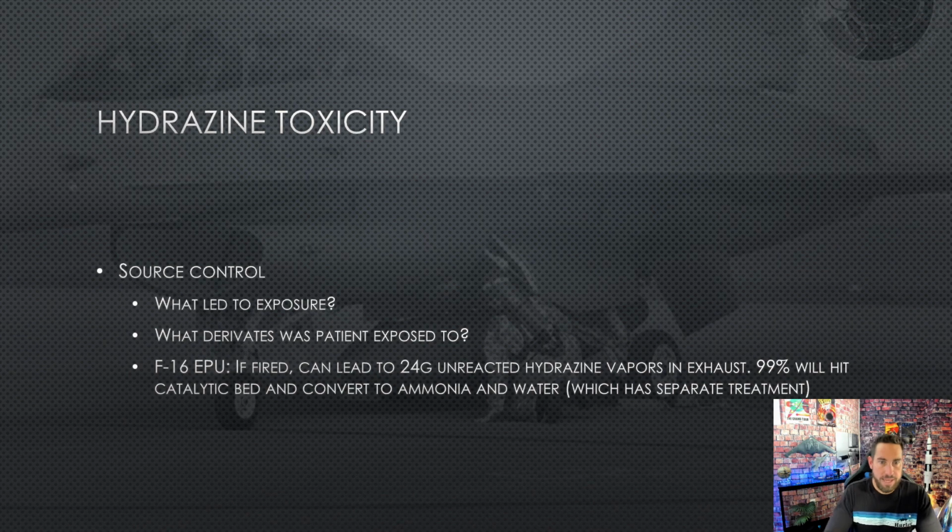So if the F-16's EPU fires, it can trigger release of 24 grams of unreacted hydrazine vapors. And that can get into the exhaust. 99% of that will still make it through the catalytic bed, and it'll convert to ammonia and water. And so if you're exposed to this high concentration of ammonia, then your treatment protocol is going to be a little bit different too. So you just have to kind of know what you've been exposed to.